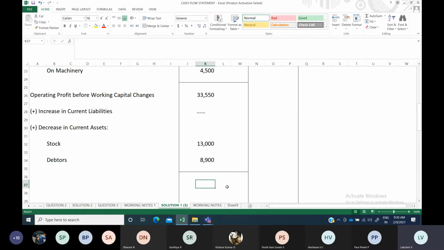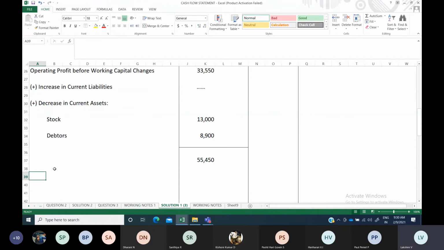Ma'am, 55,450, ma'am. Okay, ma'am. Okay. So with this, you have to subtract decrease in current liability and increase in current assets. Decrease in current liabilities. Okay.